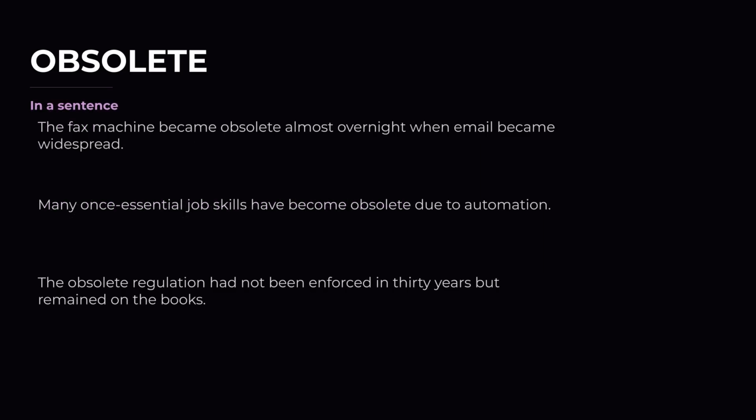Let's see obsolete used in real sentences. First example: the fax machine became obsolete almost overnight when email became widespread. Second example: many once essential job skills have become obsolete due to automation. Third example: the obsolete regulation had not been enforced in 30 years but remained on the books. In each case, obsolete points to something that doesn't belong in its era.